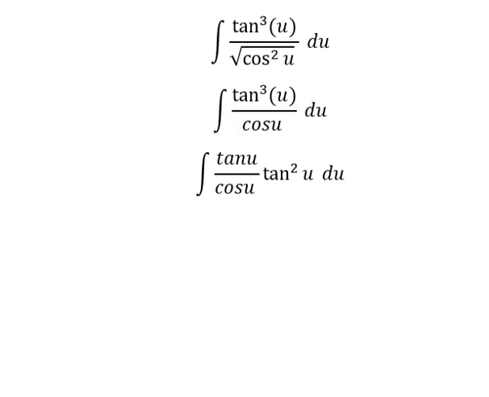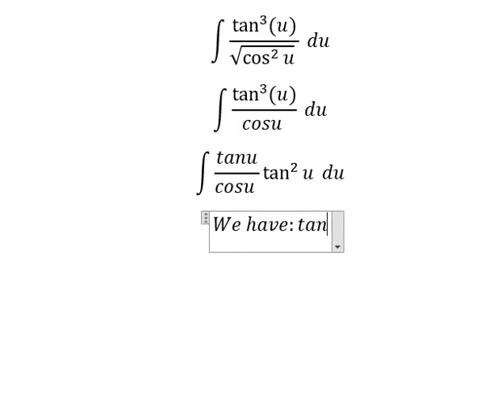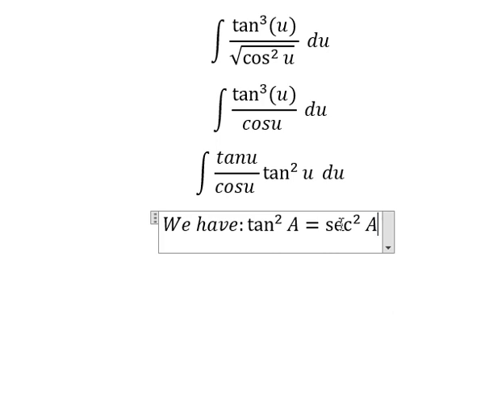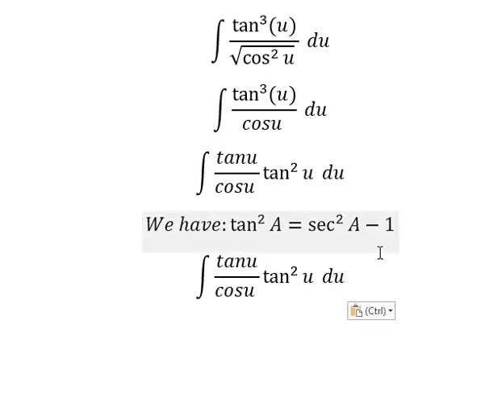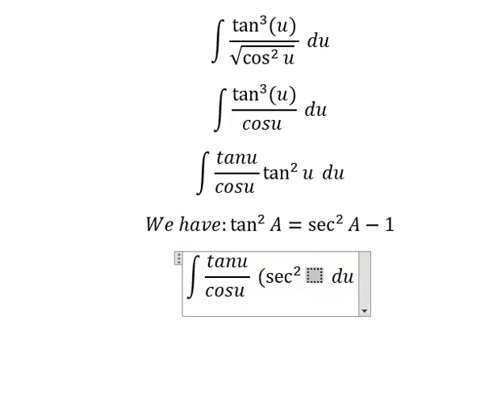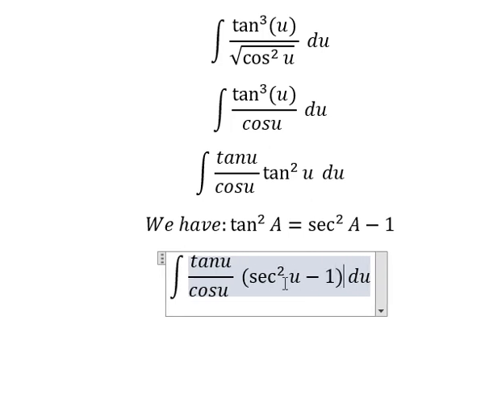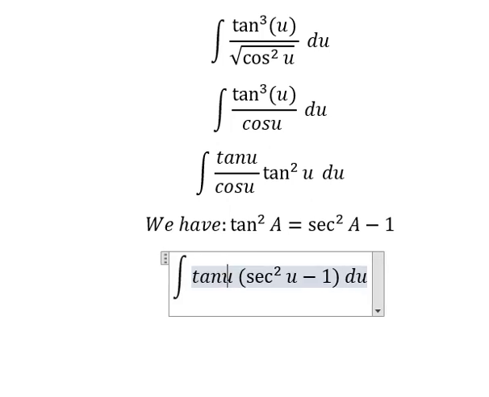Now we have the formula in here. Tan a square equals secant of a square minus number 1. So I will transform this one into this one. Next, 1 over cosine u we change into secant of u.